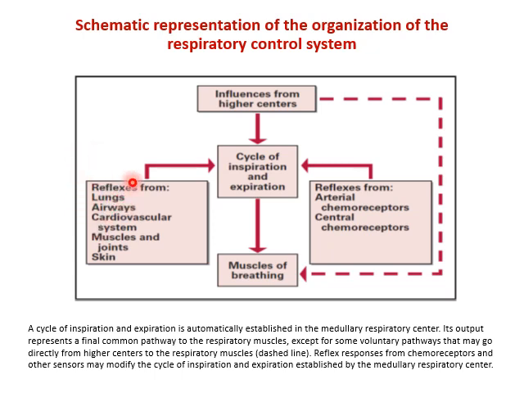And we also have non-chemical control, where we have some inputs from the lung itself, or from the airways, or from the cardiovascular system, muscles and joints, etc. Skin even, where, for example, inflation or overinflation of the lung will affect the breathing. If you have pulmonary congestion, it will affect the breathing. So these inputs eventually will go to the respiratory centers and modify or regulate the cyclic pattern of breathing.